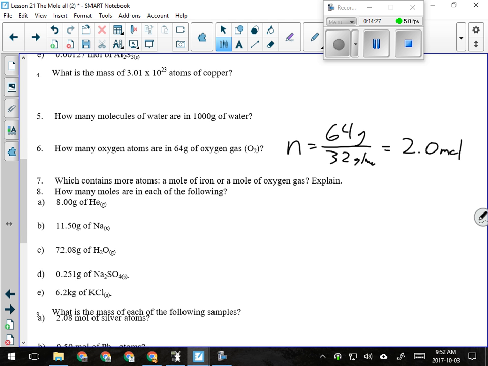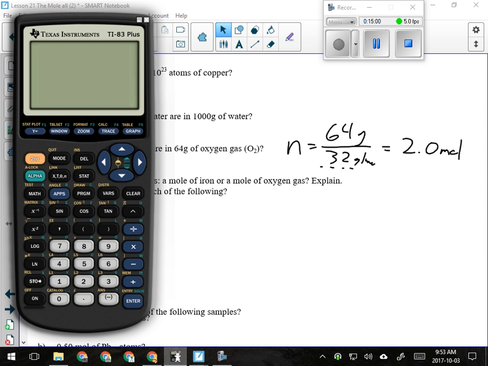Okay. So now that I have the number of moles, I can take that and multiply by Avogadro's number to get the number of molecules of oxygen. Everybody okay with that? But remember, this will give me the number of oxygen molecules, not the number of oxygen atoms, because I used the molar mass of oxygen gas. So if I multiply by Avogadro's number, I'm just going 2 times 6.02 times 10 to the 23. Basically I'm just doubling it.